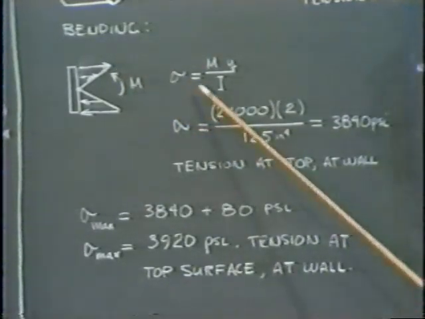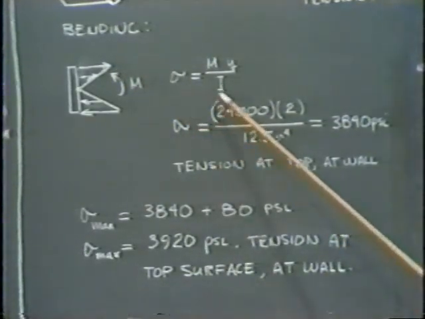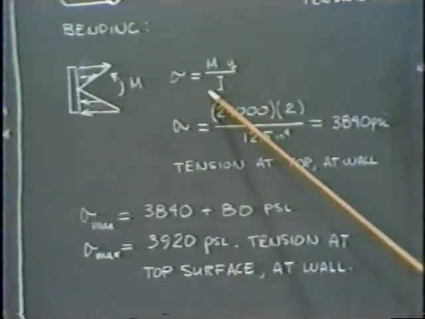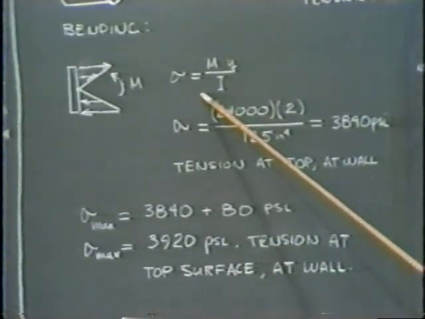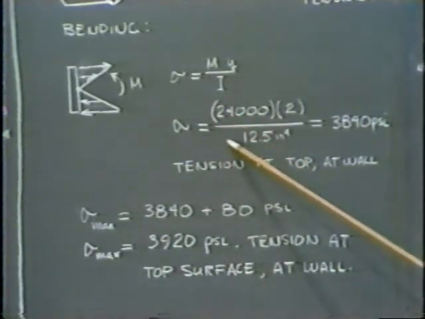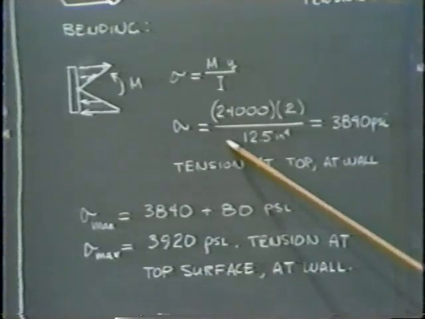I know the value of that normal stress is equal to the bending moment M times the distance Y divided by the cross-sectional property I. Let's put in the numbers here. 24,000 was the largest possible bending moment. It occurred at the wall.